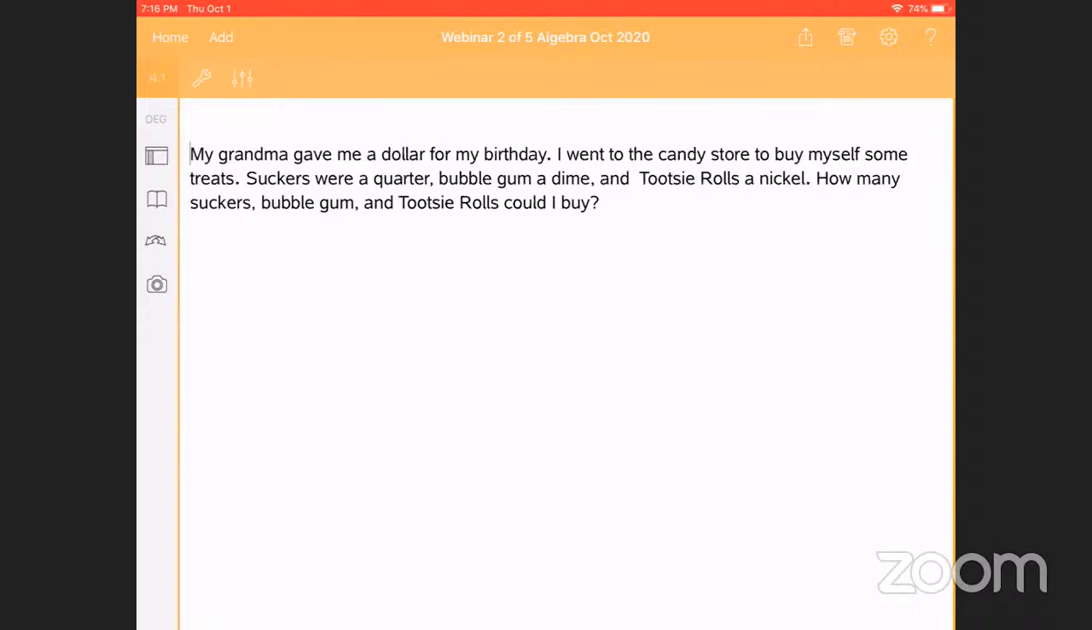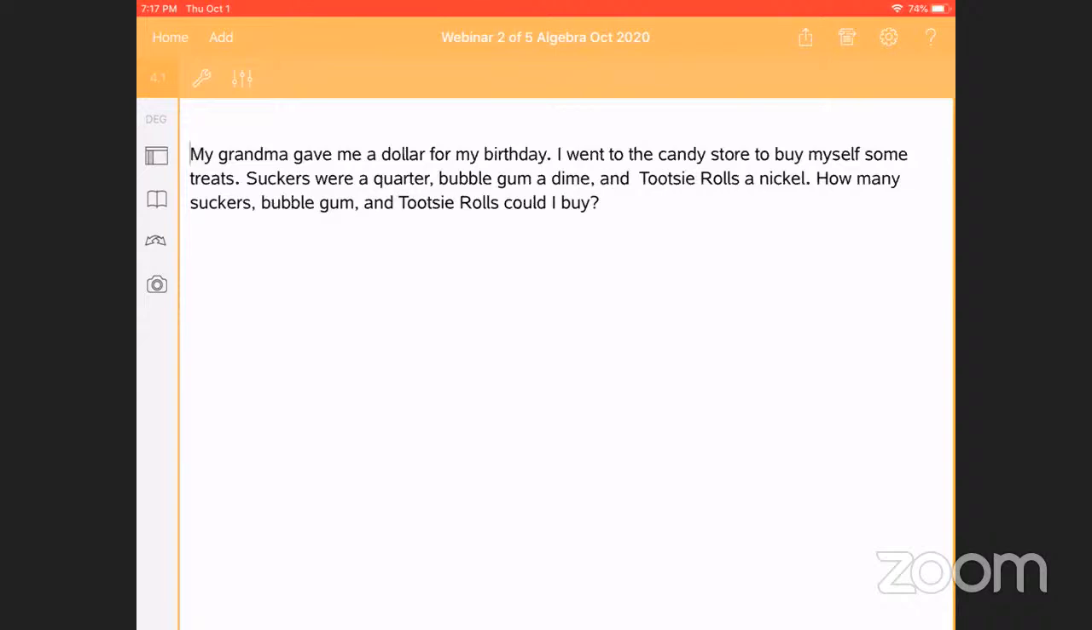Bubblegum a dime, which how much is a dime worth? 10 cents. And Tootsie Rolls a nickel, and how much is a nickel worth? 5 cents. Exactly. So those are all parts of the problem that we have to make sure that the students understand, or they wouldn't be successful in completing this task. Other things we would talk about, do I have to spend the whole $1? My grandma gave me $1, but do I have to spend the whole thing?